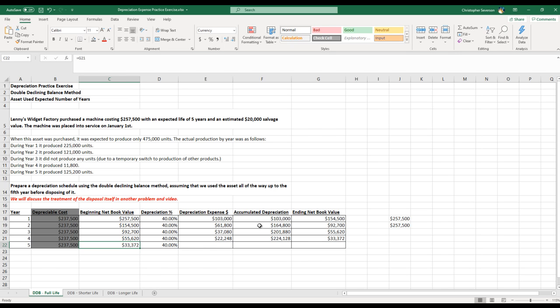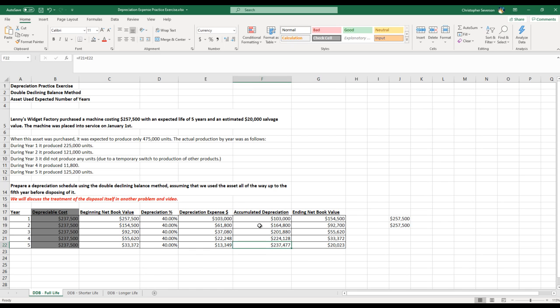Now we have $33,372 of net book value at the beginning of the year. So if we multiply it by 40%, that tells us we are going to take $13,349 of depreciation out of there. Now this is kind of a sweet spot. It shows us something without making it too crazy.